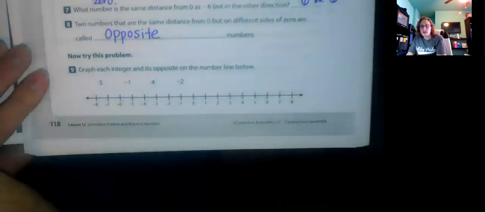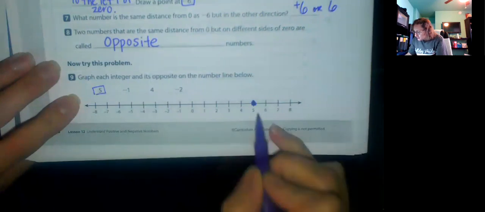Number 9. Graph each integer and its opposite on the number line. All right, so let's start with 5. So we're going to graph 5. So we're going to put a dot at 5. And then, of course, its opposite would be negative 5, right? Its opposite.